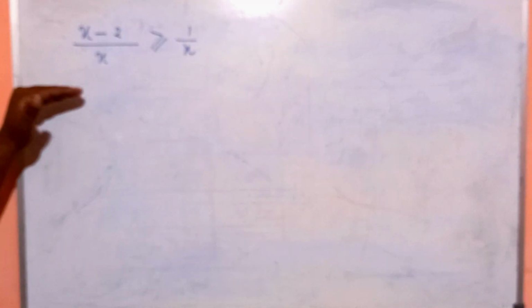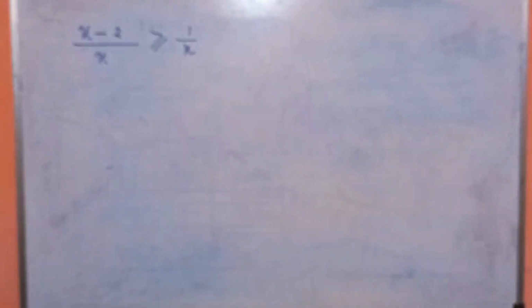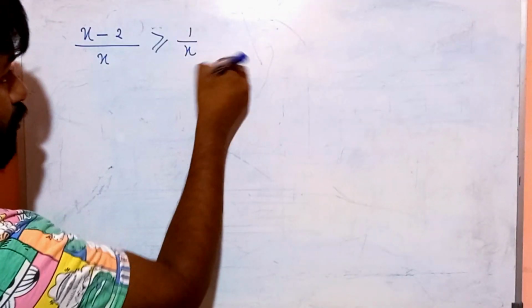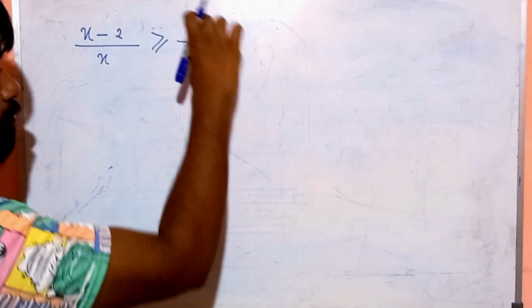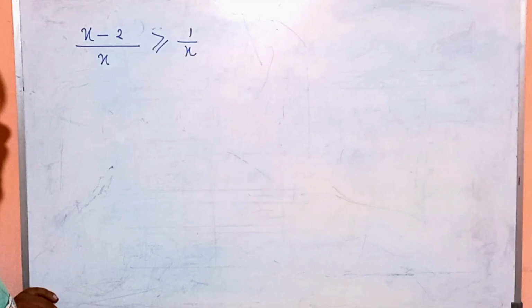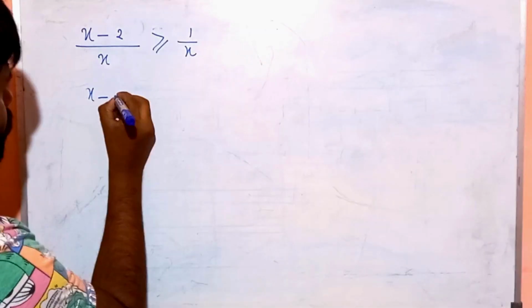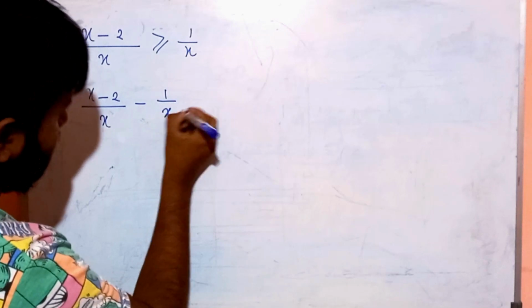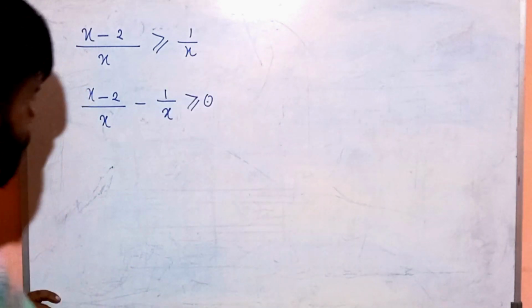Now let's consider a different inequality. So now let's see how to solve this one. Always remember, when you're solving an algebraic inequality, you have to first make the right hand side 0. So the right hand side has to be 0. In order to make this 0, you have to bring 1 over x to the left hand side. So x minus 2 divided by x minus 1 over x, and that is greater than or equal to 0.